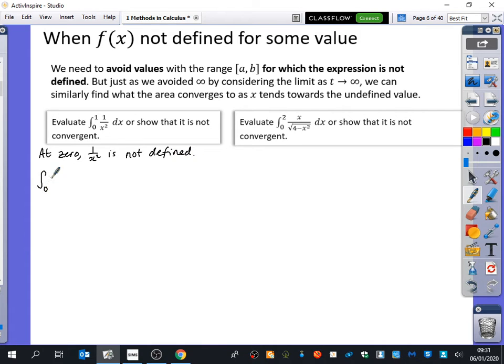So if we want to go between 0 and 1 of 1 over x squared with respect to x, we instead need to do the limit as t tends towards 0 of the integral between t and 1 of 1 over x squared dx. Do you see there? We're not allowed to use 0 because we can't actually substitute 0 into this, but we can do it with t and then see what happens as t goes towards 0. Because we can never actually make t equal to 0 because it's not defined there. Subtly different.